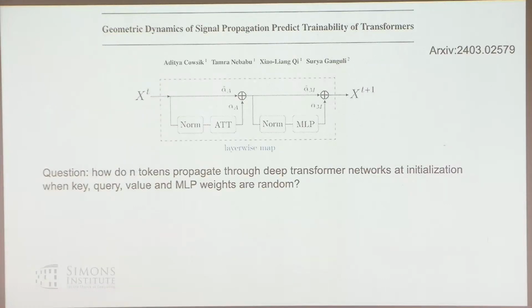Okay, so now let's go on to transformers. This is this paper. We've covered this MLP business. Now we want to embed it in this larger system of attention and residual connections and all that stuff. So the question we'll ask, mirroring what we did in the MLPs, is how do N tokens propagate through deep transformer networks at initialization, where the key, query, value, and MLP weights are random?